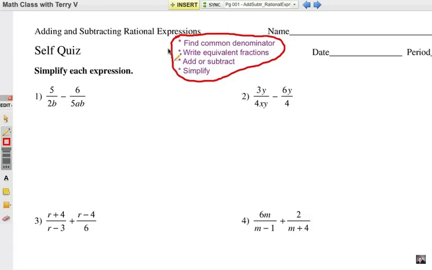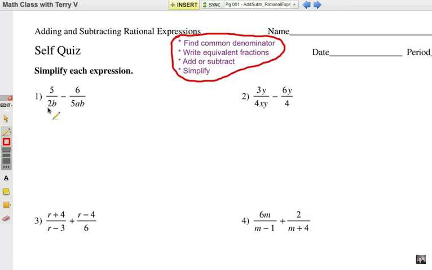There's 8 problems altogether. Now first you want to find a common denominator, and then you want to rewrite each fraction so it's equivalent, and then you're going to add or subtract as indicated, and then simplify, which might mean some factoring. Alright, well first of all, let's take a look at this.